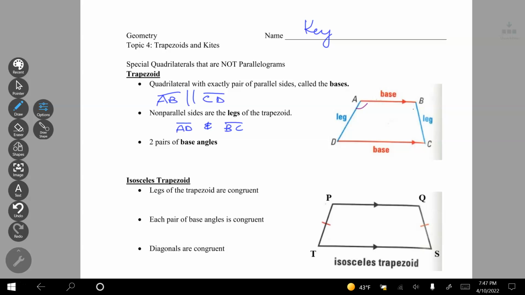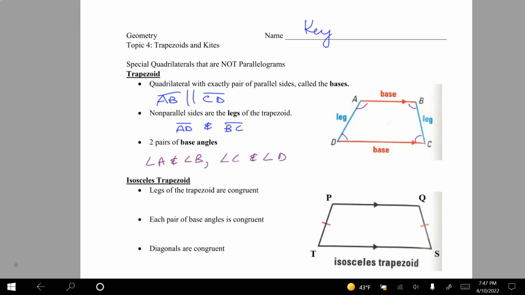So A and B are base angles on the top part of this, and angle C and angle D are the other base angles. So C and D are a pair of base angles, and A and B are a pair of base angles.